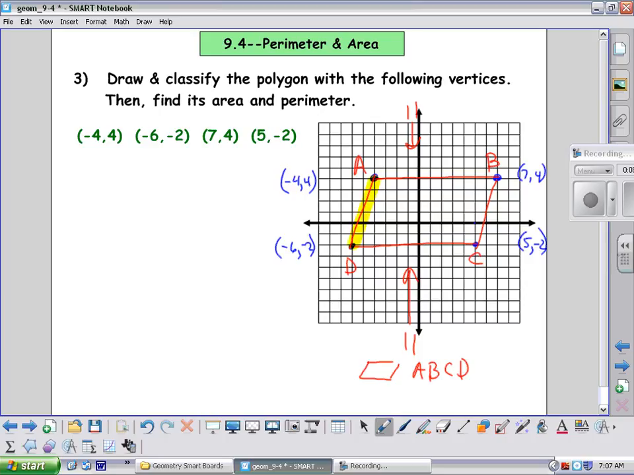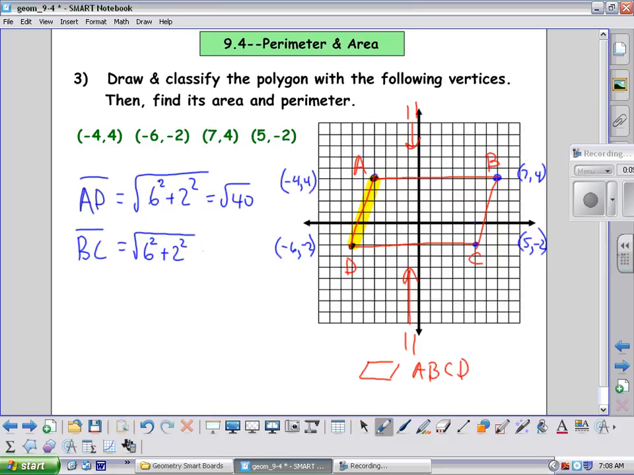This distance here, let's just call that AD or DA, doesn't matter. Change in y is 6 squared plus the change in x, which is 2 squared. So the square root of 40. And over here, as I suspect, in B and C, I get the same thing. It has to be, right? Because it's a parallelogram, so I shouldn't even have to figure that, but you can double check your plotting and whatnot by doing that. So square root of 40, square root of 40.